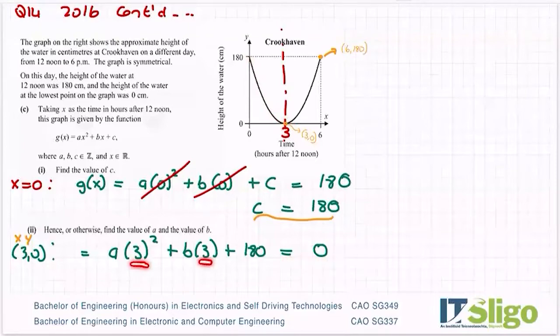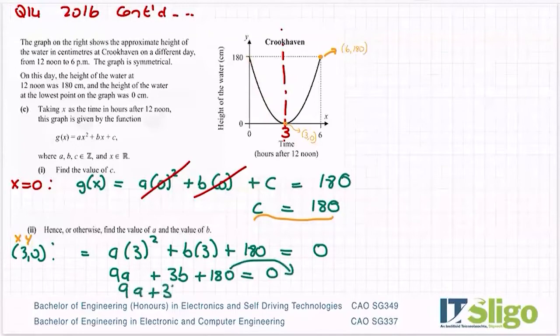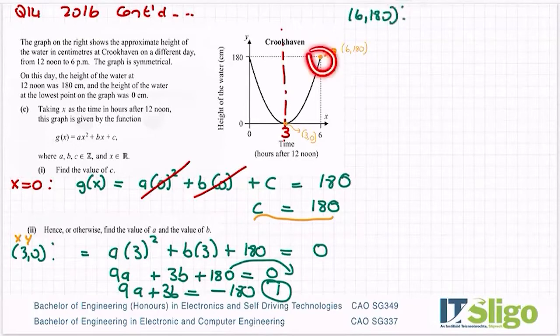Okay, so sub in the x value for x and let it equal to whatever is g of x at that point. Okay, so let's work it out. So 3 squared is 9a plus 3b plus 180 equals 0. I'm going to bring the 180 over this side so that I have the letters equal to the numbers, and there's my first simultaneous equation. And I have to leave it there for now because I need another simultaneous equation to be able to solve it.